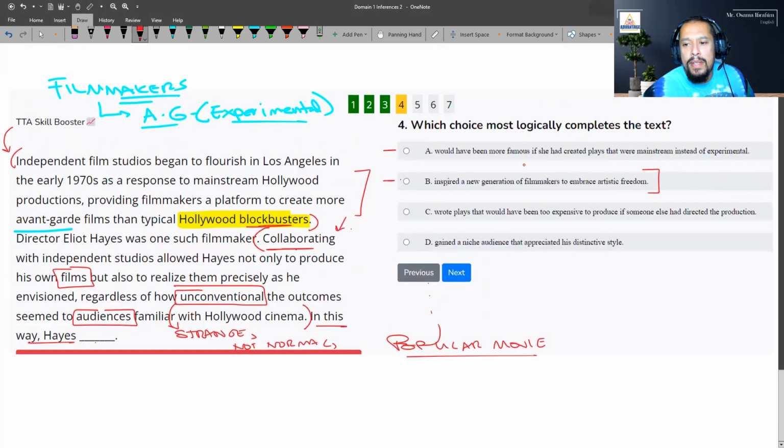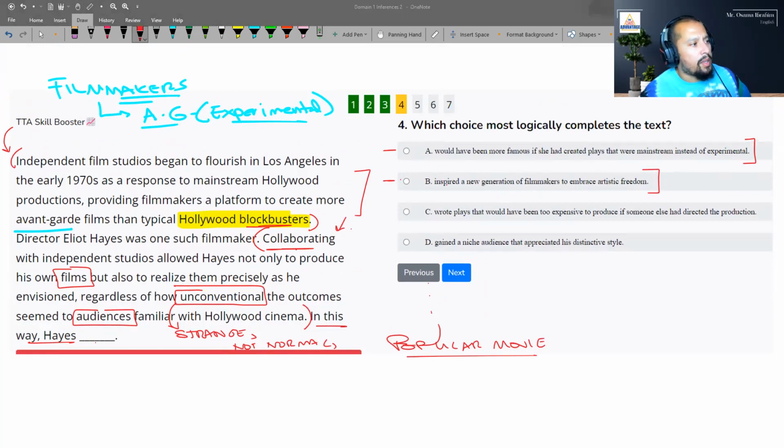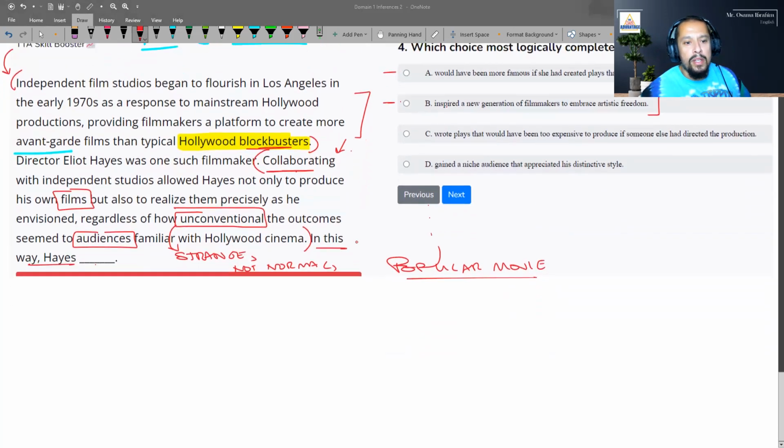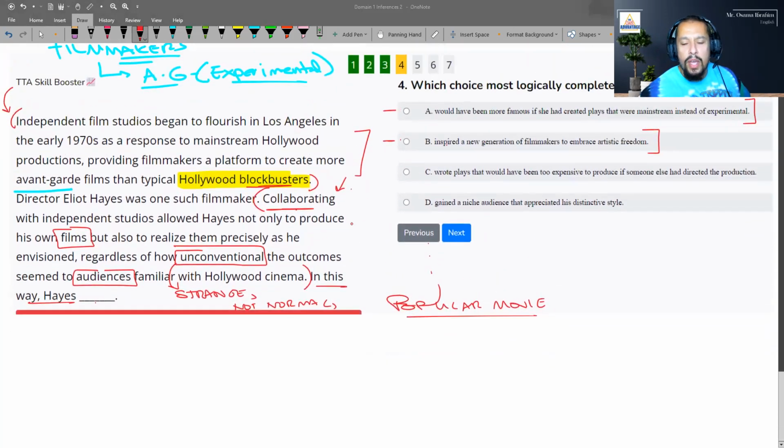So it would have been more famous if she had created plays that were mainstream instead of experimental, correct? Yes. Or films, not plays. I'm going to change that. So it would have been more mainstream if she created films that were mainstream. Should have been more famous if they were mainstream. So I want you to think about some things. Okay, just one second. Let's go to Omar.